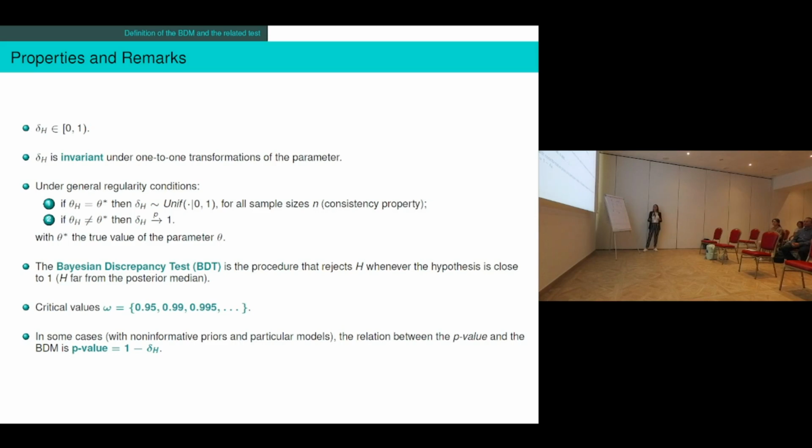And we fix these critical values by exploiting the fact that in some cases the relation between the p-value and the BDM is this one. So the p-value is the complement to 1 of the Bayesian discrepancy measure. For the p-value we use critical values like 0.05, 0.01, so here we will use the complement to 1. Of course, this relation holds in those cases in which Bayesian conclusions are equal to the frequentist ones, and it happens with non-informative priors and particular models.